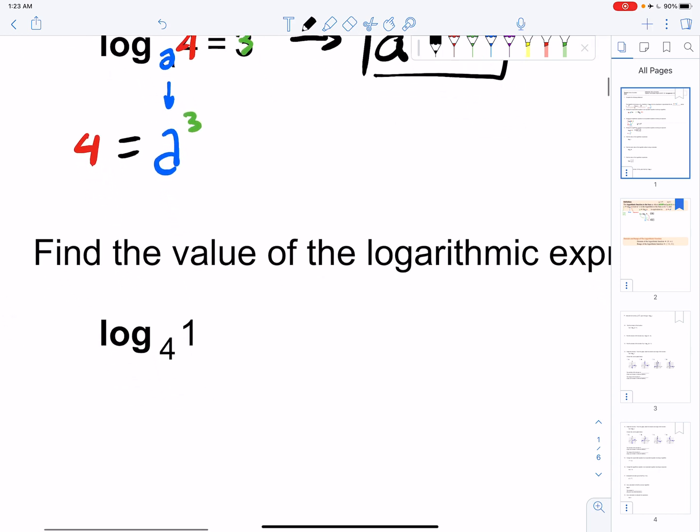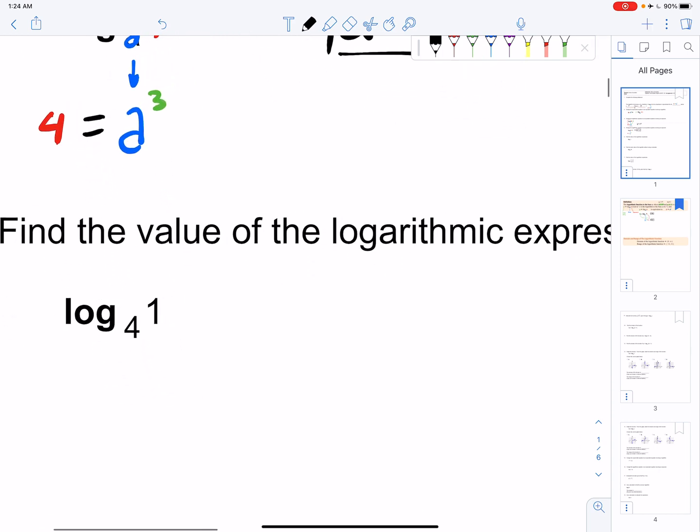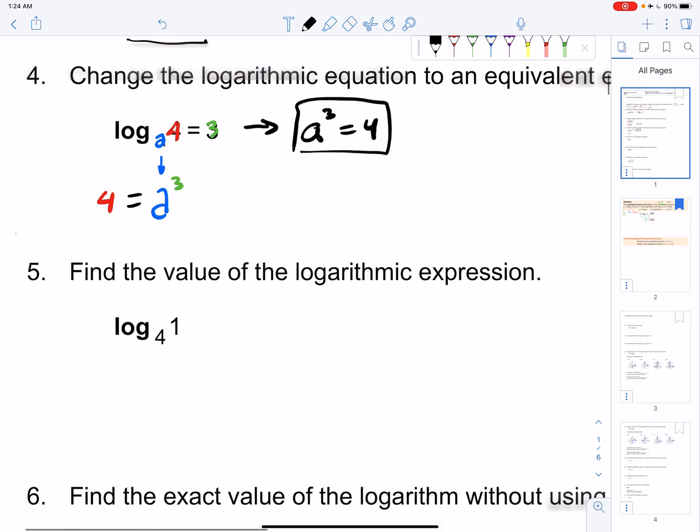Okay, now we want to find the value of this logarithmic expression. Now in the next section, we're going to have properties of logs, which will allow us to just look at this and write down the answer. But right now we don't know that. So we want to use our logarithmic definition and translate it to exponential. Now the thing is, we don't have what it's equal to.